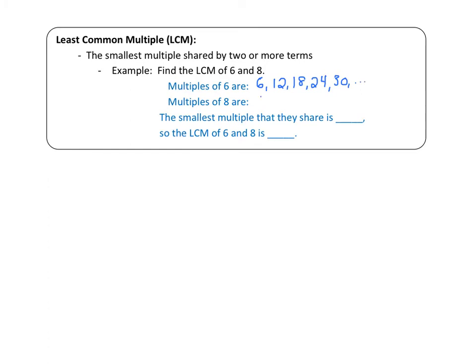Multiples of 8 are 8, 16, 24, 32, etc. As soon as we find one that they share in common, we can stop because we're just looking for the smallest one. The smallest common multiple that they share is 24. So the LCM of 6 and 8 is 24.